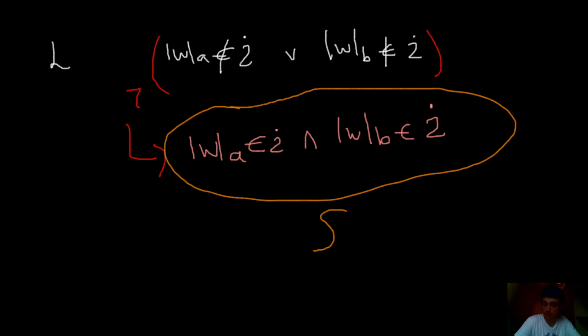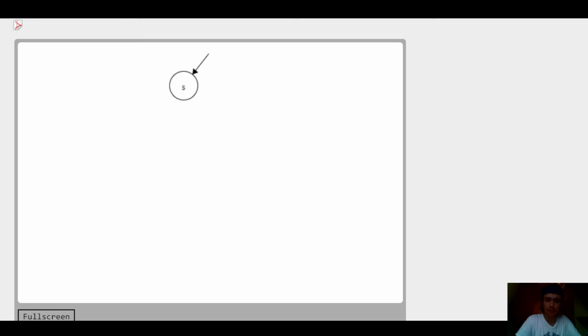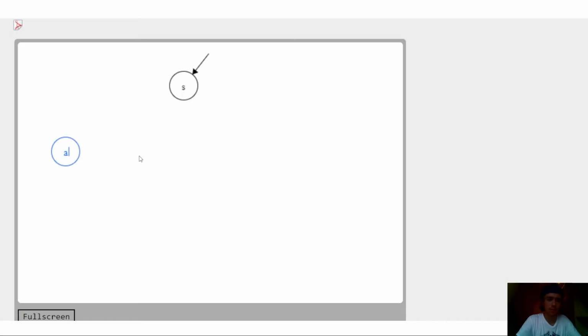So S is not a valid state, since we know in the state S we have an even number of A's and an even number of B's. Let's now build the next state. Here I have the state A0, here I have the state B0, right? In this state A0 I have an odd number of A's and an even number of B's. And in this state, I have an odd number of B's and an even number of A's. And finally here, the state A0B0, where we have odd occurrences of both symbols.